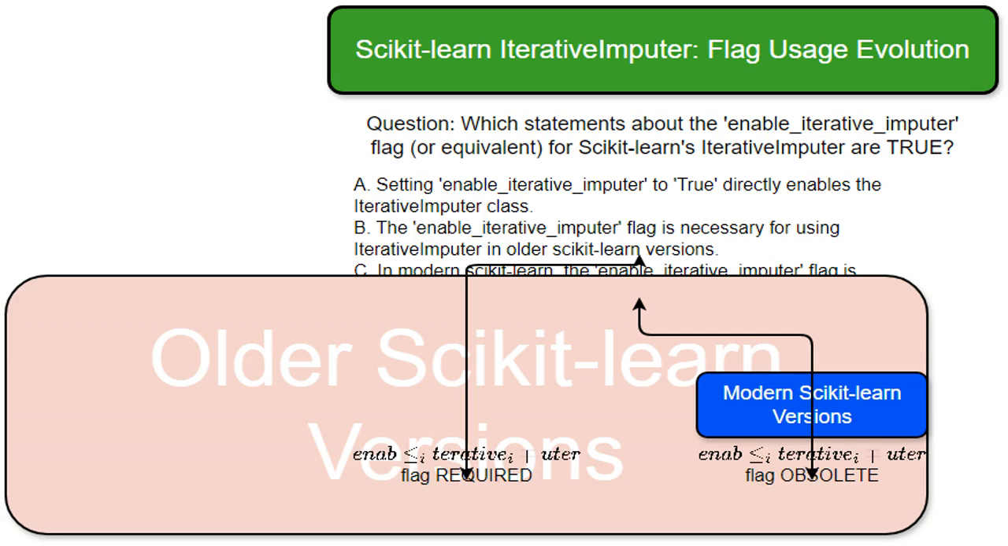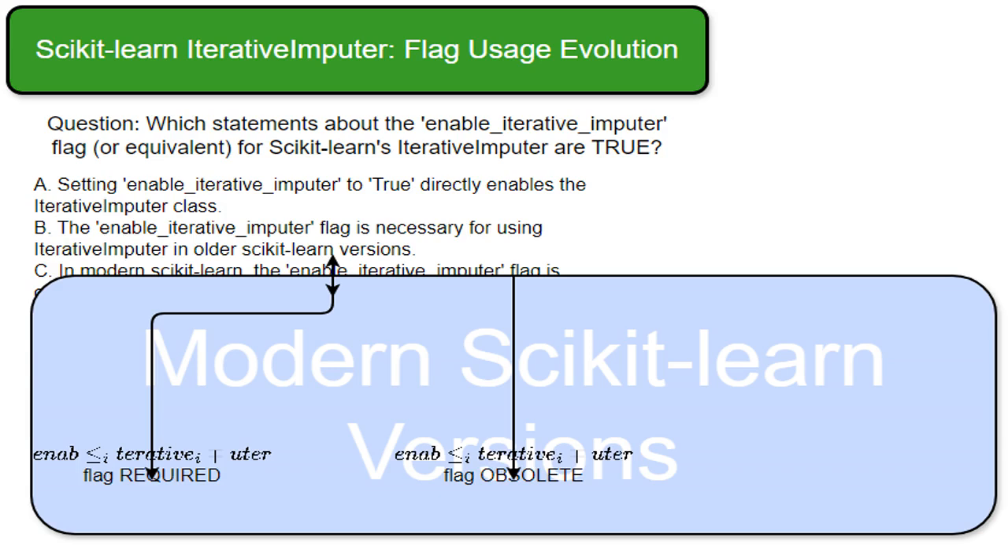To use iterative imputer, it was an experimental feature, so you had to explicitly enable it. Think of it like this. You wouldn't be able to play a beta game unless you specifically activated it. This line summarizes that you absolutely had to set the _enable_iterative_imputer flag to _true if you wanted to use the iterative imputer in older versions of Sklearn.